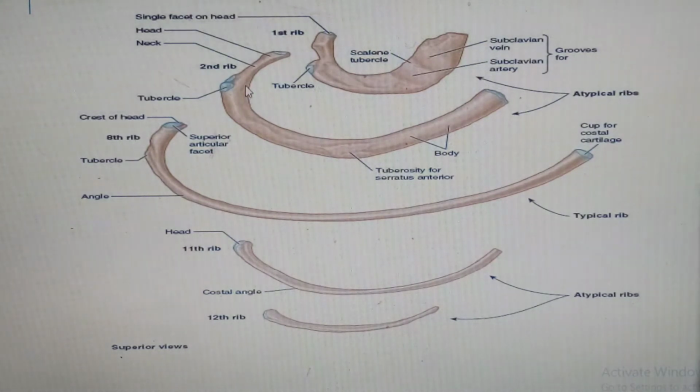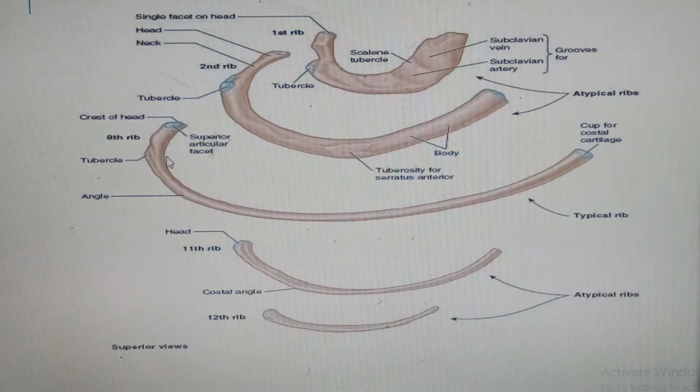Now rib number 2 is atypical, yes, because apart from having the superior and inferior facet, no problem, the tubercle will bear a facet, no problem. But one other thing is that it has a roughened area on the superior portion. The roughened area is for insertion of the second digitation of the serratus anterior muscle, and therefore this area is called the tuberosity for serratus anterior muscle. It's because of this tuberosity that the second rib is atypical.